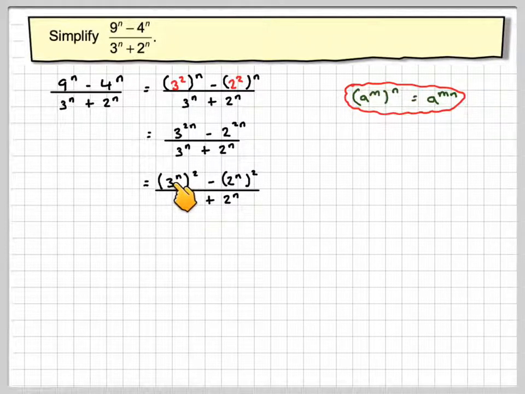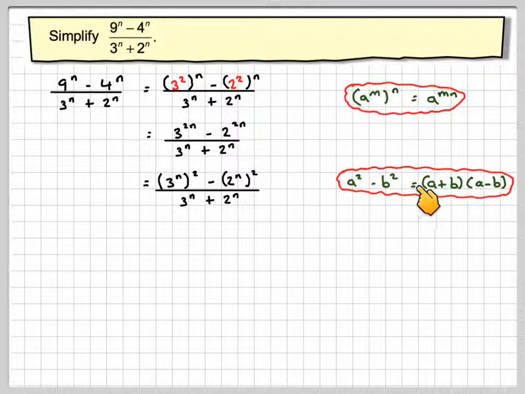Now we might recognise this as a squared minus b squared, which we know is (a + b)(a − b). Now it's really worth your while learning this expression and trying to recognize it.